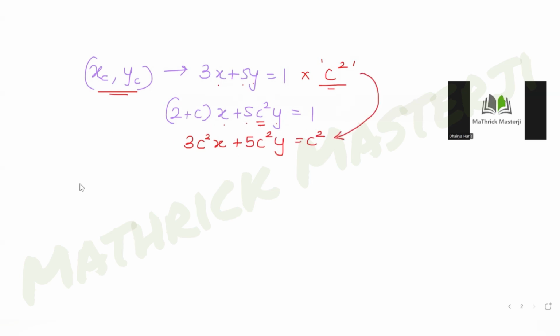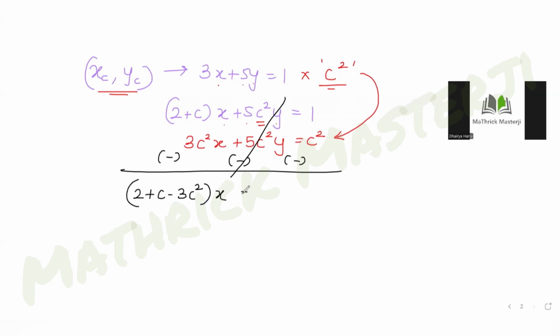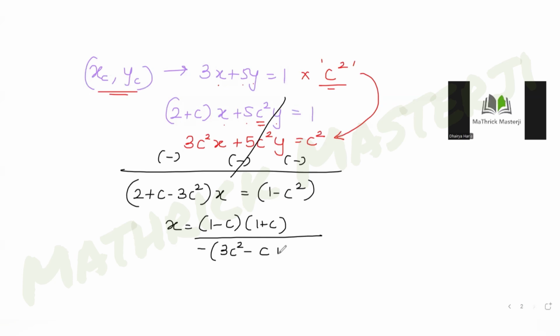So this entire equation turns into this form. Once I get this, I'll subtract them. If I subtract them, the y terms get cancelled. You get (2 + c − 3c²)x = 1 − c². Further, to find the x coordinate, I get (1 − c)(1 + c) divided by (2 + c − 3c²). Taking the minus sign common, you get 3c² − c − 2. So you have this product.